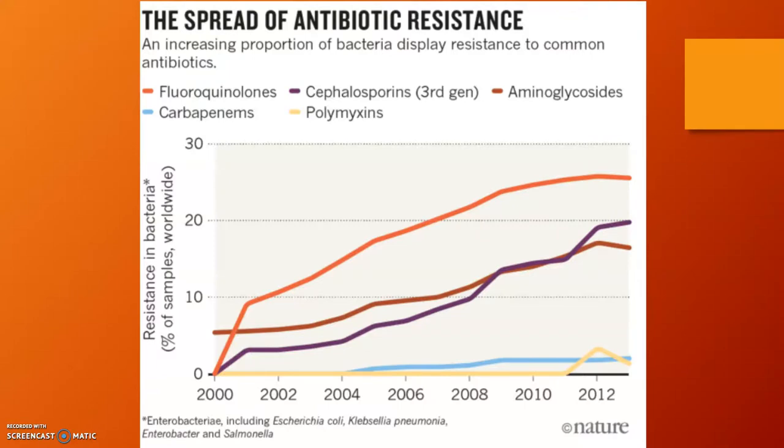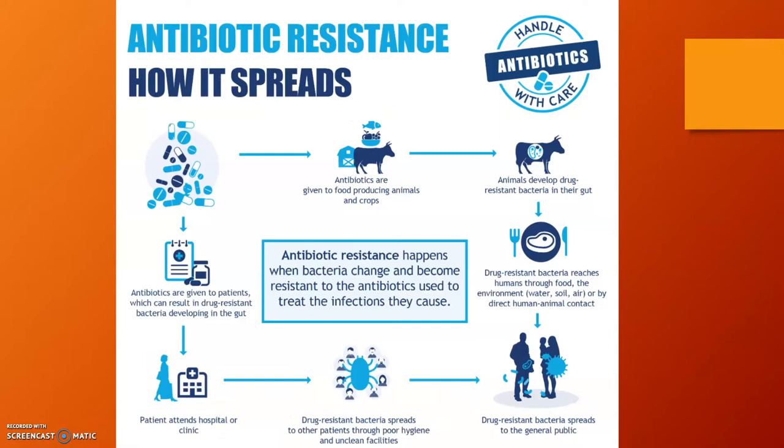If we're looking at the spread of antibiotic resistance, we're seeing that certain different bacteria are really becoming resistant to antibiotics. How does it spread? There's sort of 2 main ways. One is that antibiotics are given to patients, which can result in drug-resistant bacteria developing in the gut. The patient attends that hospital. The drug-resistant bacteria spreads to other patients through poor hygiene, and then it spreads to the general public.